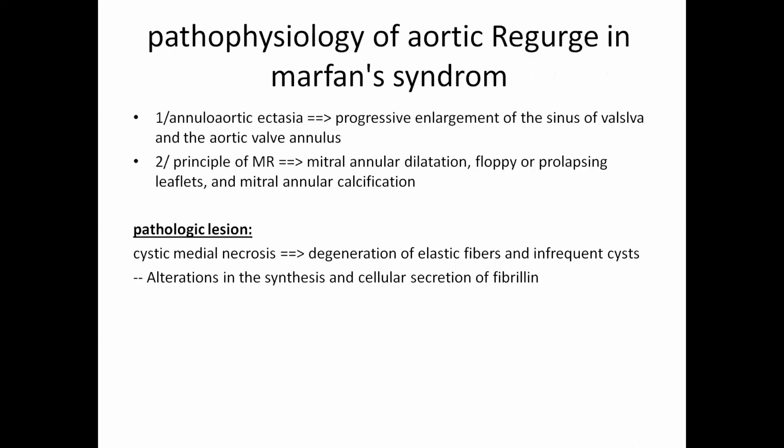The pathophysiology of aortic regurg in Marfan: we have annular ectasia, annuloaortic ectasia, which is progressive enlargement of the sinus of Valsalva and aortic valve annulus. For MR in the setting of Marfan syndrome, the mitral annulus will be dilated, so there will be floppy or prolapsing leaflets, and the mitral annulus also sometimes will be calcific. The pathological lesion in Marfan, cystic medial necrosis, causes degeneration of elastin fiber and infrequent cysts that will alter the synthesis and cellular secretion of fibrillin.